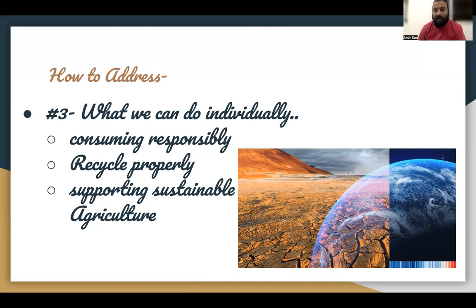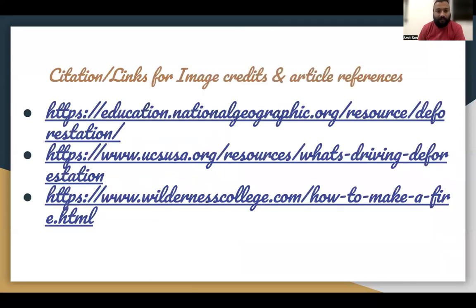Every single one of us is going to have to do our part. And by working together as a team, we can all help protect our planet's forests, and we can ensure a sustainable future for many, many generations to come, which are going to be our generations. So we must be mindful about deforestation.